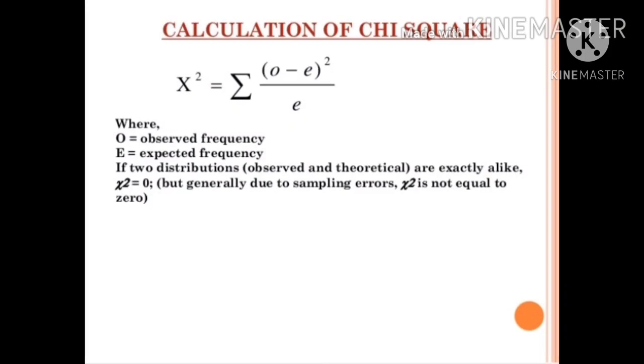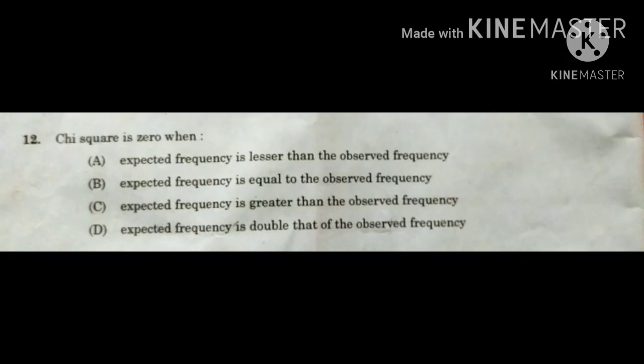This is the formula for the calculation of chi-square. Chi-square is usually designated by the symbol χ², and the equation is χ² = Σ (O − E)² / E, where O stands for observed frequency and E for expected frequency. Okay, look at the third statement. If two distributions, that is observed and theoretical, are exactly alike, the chi-square is equal to 0. Okay, now I think you got the answer. The correct answer for this question is option B, that is, expected frequency is equal to the observed frequency.